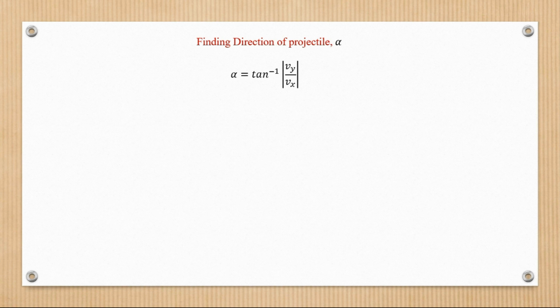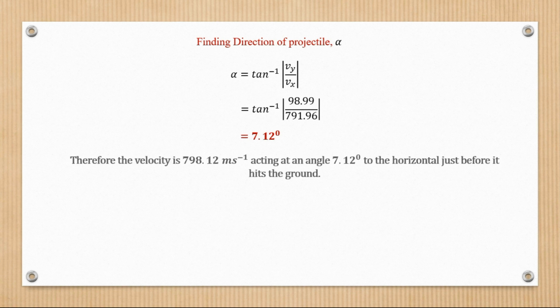So let's find the direction of the projectile also at that moment. So alpha shall be equal to tan inverse of Vy over Vx, of which tan inverse of that shall be equal to 7.12 degrees. So therefore the velocity is 798.12 meters per second, acting at an angle 7.12 degrees to the horizontal just before it hits the ground.